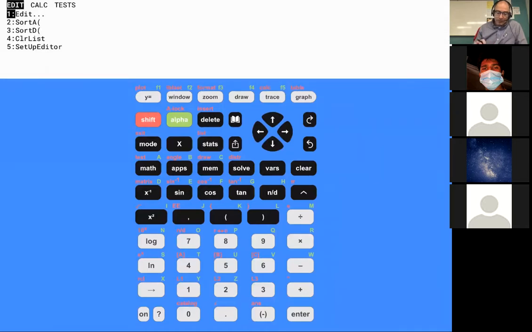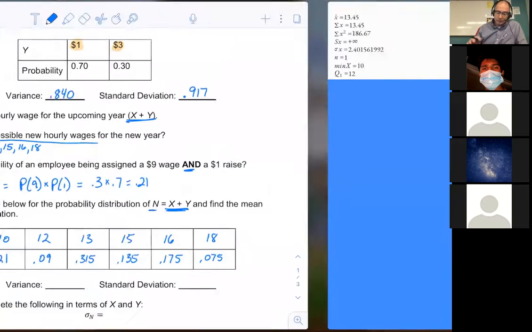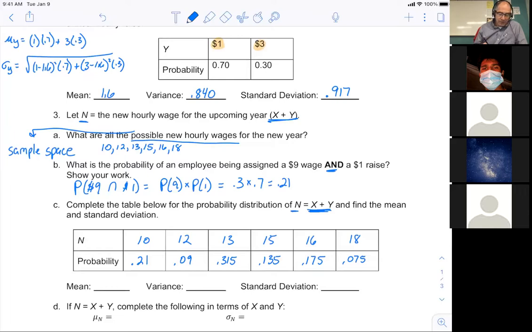So we're going to go stat, we're going to calculate. And again, it's still the same thing. I've kept using L1 and L2 all over again. So there we go. We're going to get a mean salary of 13.45 and a standard deviation of 2.40. So my mean was 13.45. My standard deviation was a 2.4. If we square the 2.4, we're going to have a variance of 5.76.